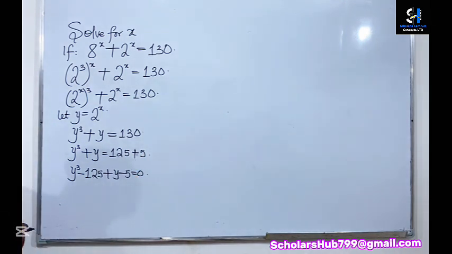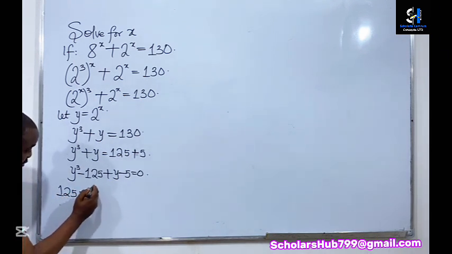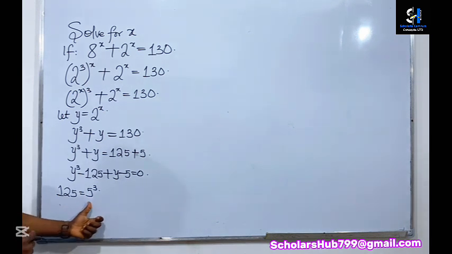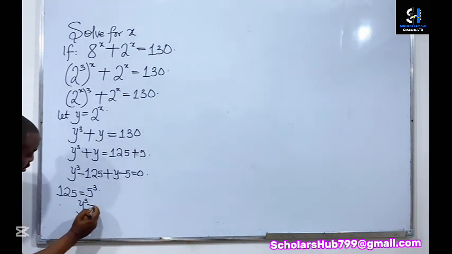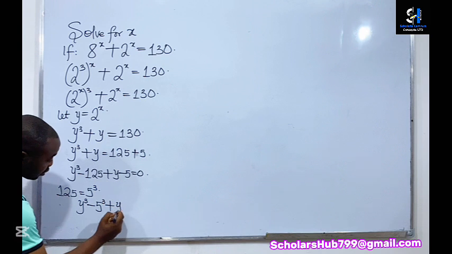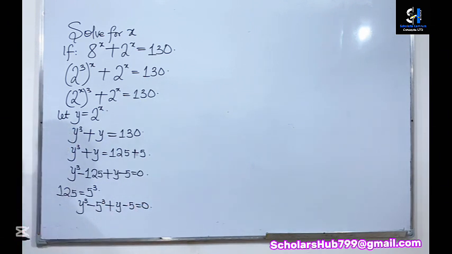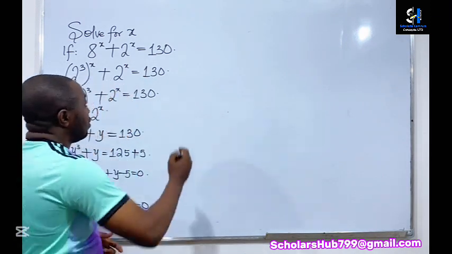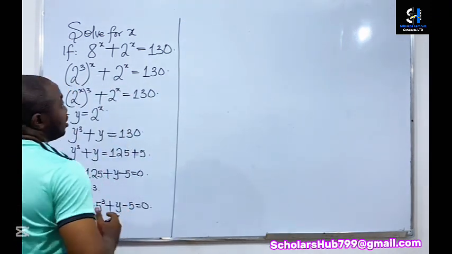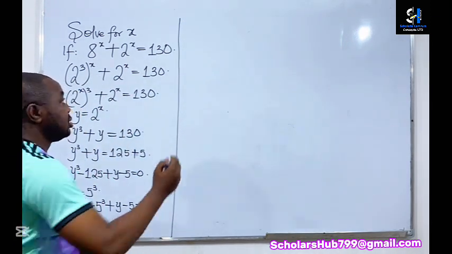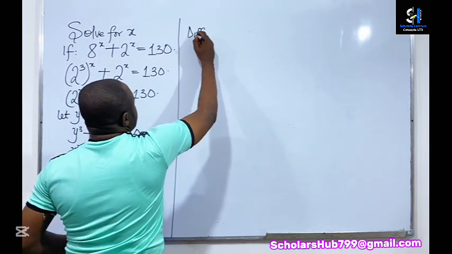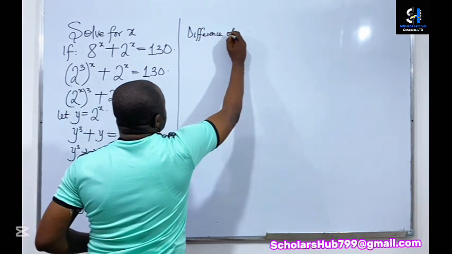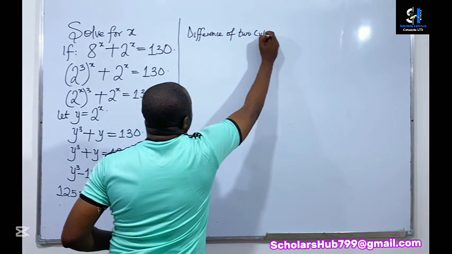Now I said 125 is a cube number. That is because we can write 125 in terms of base 5 to be 5 raised to the power of 3. So that y cubed minus 5 cubed plus y minus 5 equals 0. This is where we can apply one of the basic algebraic identities known as the difference of two cubes.